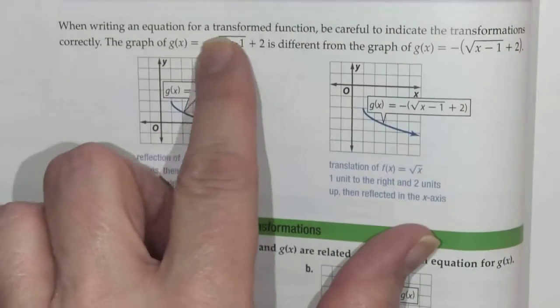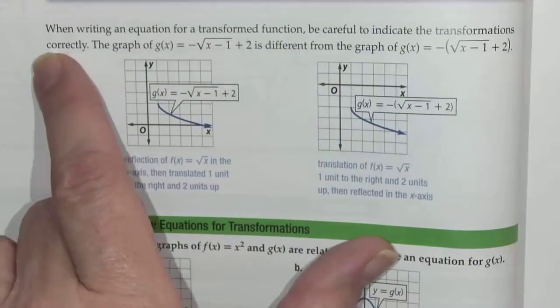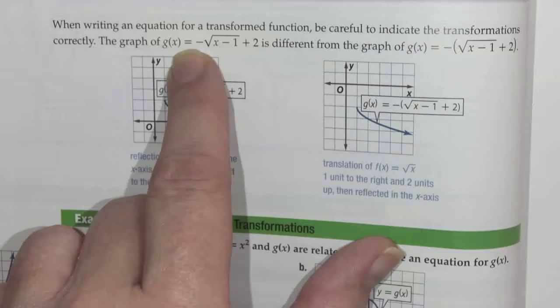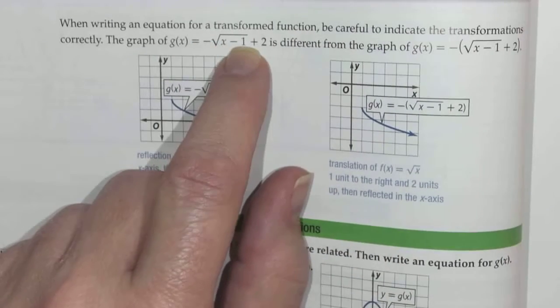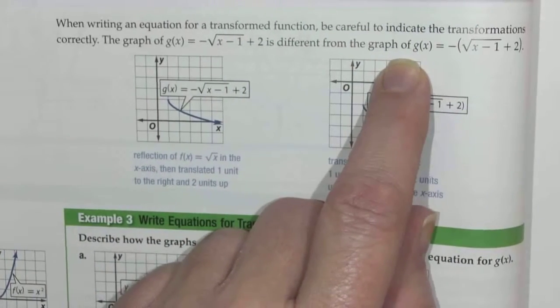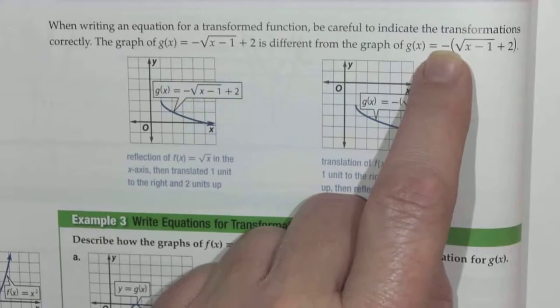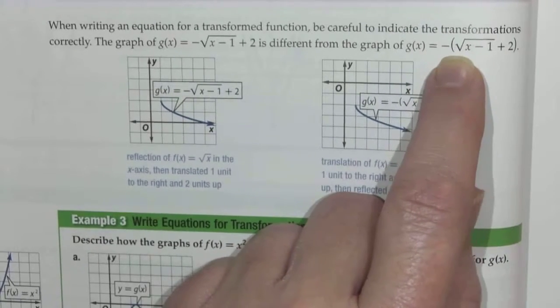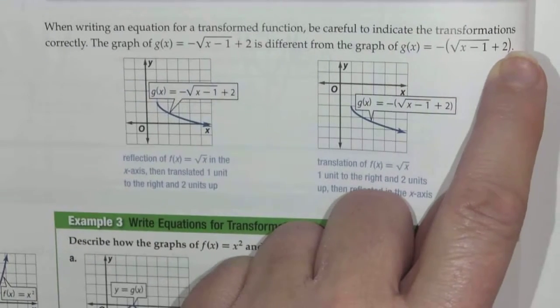When writing an equation for a transformed function, be careful to indicate the transformations correctly. The graph of g of x, this is the opposite of the square root of x plus 1, or minus 1, plus 2, is different from the graph of the opposite of the quantity, the square root of x minus 1 plus 2, end of quantity.